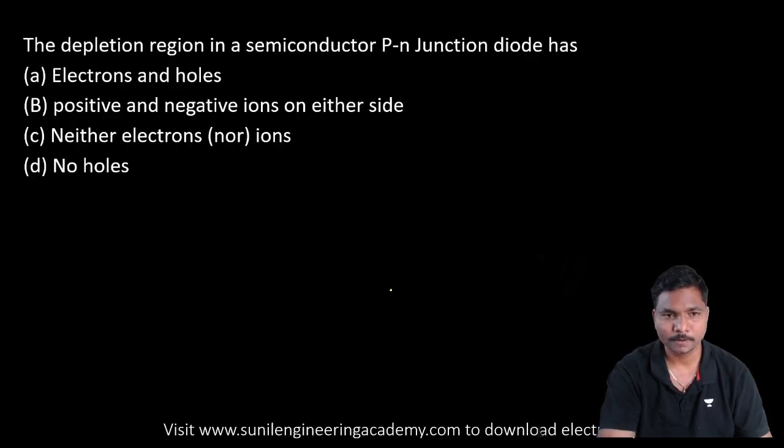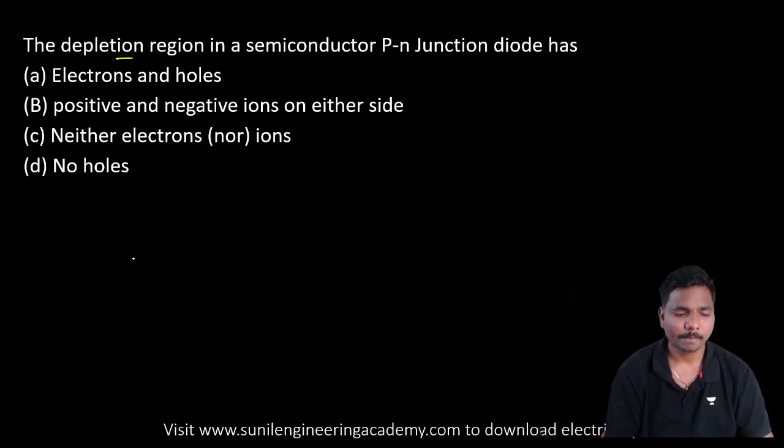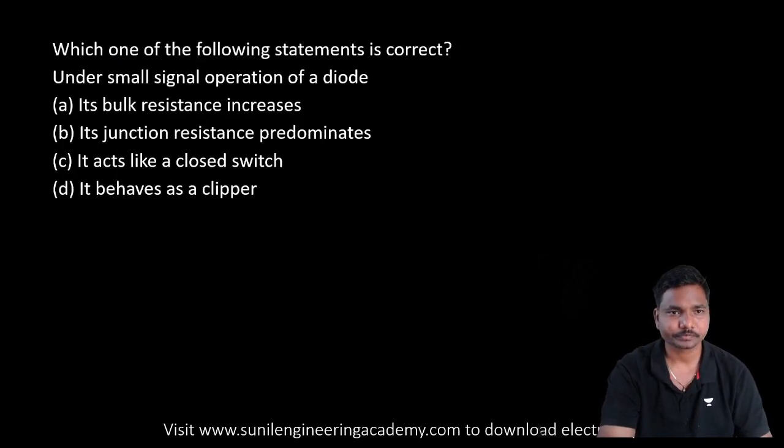Coming to the next question. The depletion region of a semiconductor PN junction diode has dash. The depletion region contains immobile ions, immobile positive and negative ions on either side. So the answer is option B. Coming to the next question.